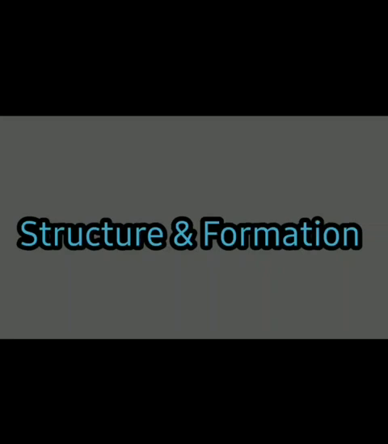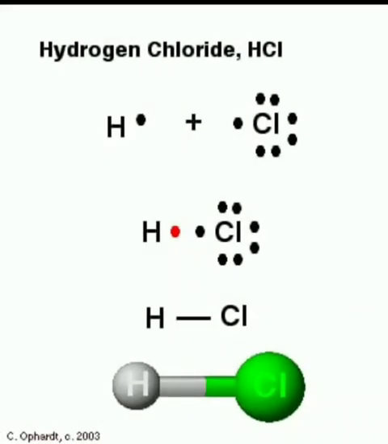In both cases, that means in the gas as well as in the acid, the formula of hydrogen chloride is HCl. Here you can see the structure of hydrogen chloride. The molecular weight of hydrogen chloride is 36.5, because the atomic weight of hydrogen is 1 and the atomic weight of chlorine is 35.5.